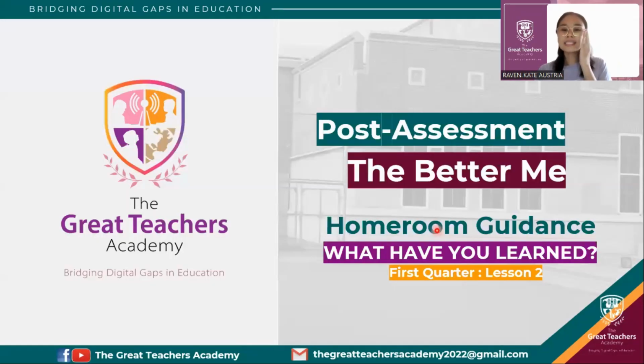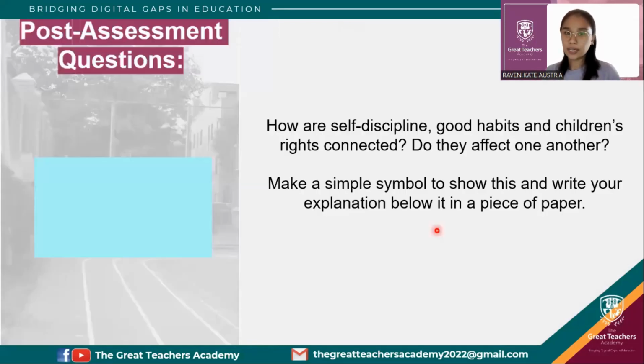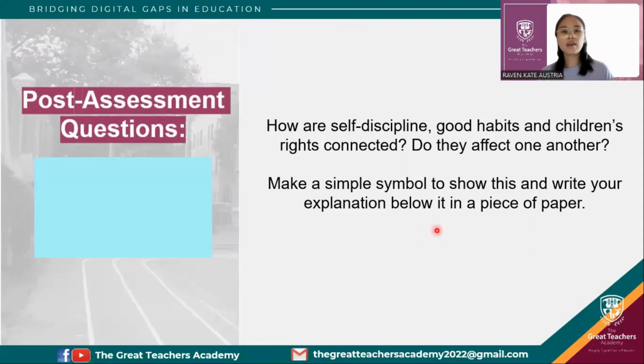Now, let's have this test or post-assessment of what you have learned. Okay. So I have here different questions. So how are self-discipline, good habits, and children's rights connected? Do they affect one another? Make a simple symbol to show this and write your explanation below in a piece of paper. So you can pause this video so you have much time to answer this question. Okay? Timer start.